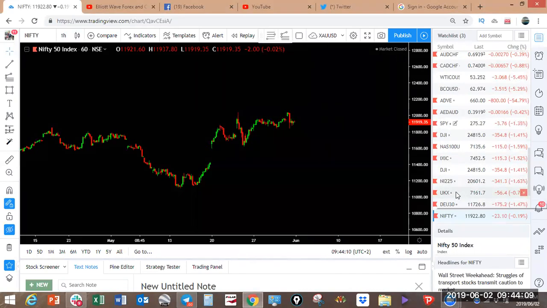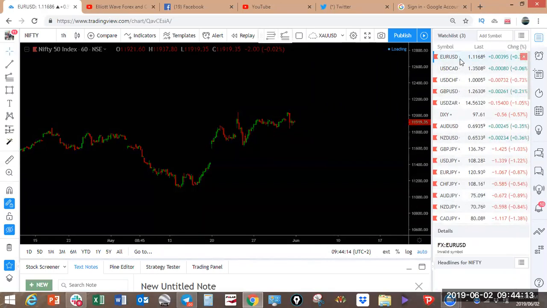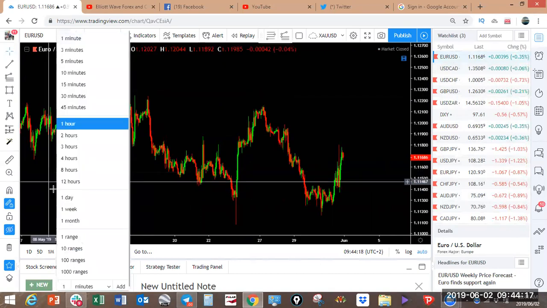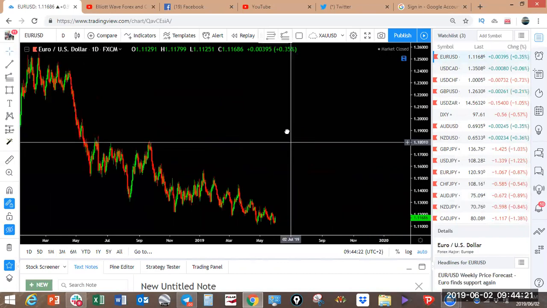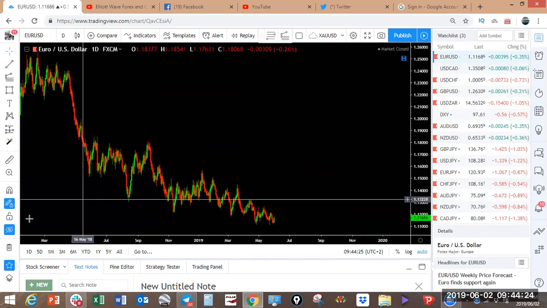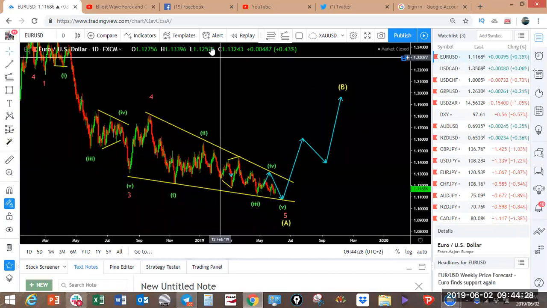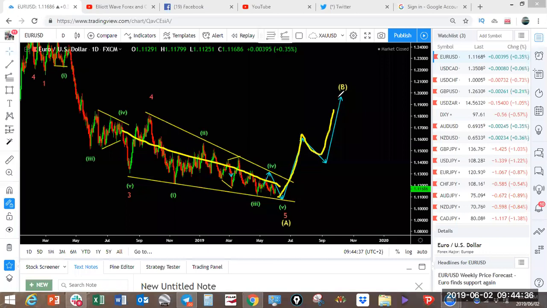Let's now look at the US dollar pairs. Euro, US dollar. On the daily, so Euro, we are expecting this move here. Let's switch on the analysis here. I'm expecting this move. Remember, I've always said don't expect this to be the exact corrective structure. I'm just showing you that after this, you're going to have a pullback. It doesn't have to be like that. It can be something like this.